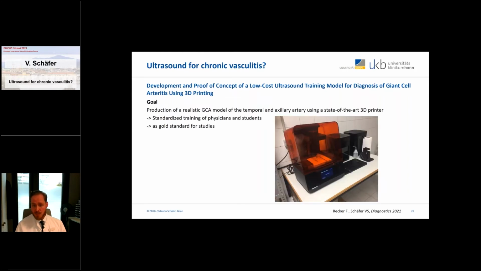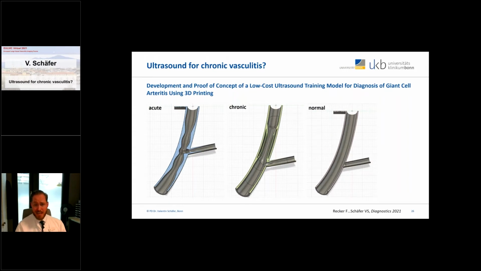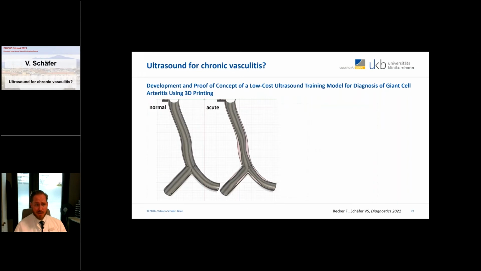So this is the printer we use in my imaging lab. And these are the arteries we designed. We first tried to extrapolate the information from MRI and ultrasound examinations, but it turned out very hard. So we designed different models: an acute GCA of the axillary artery here, a chronic GCA of the axillary artery, and a normal axillary artery. And they work very well in ultrasound. They get embedded in a specific gelatine. And of course, every artery corresponds to a real patient, which was remodeled in our ultrasound lab.